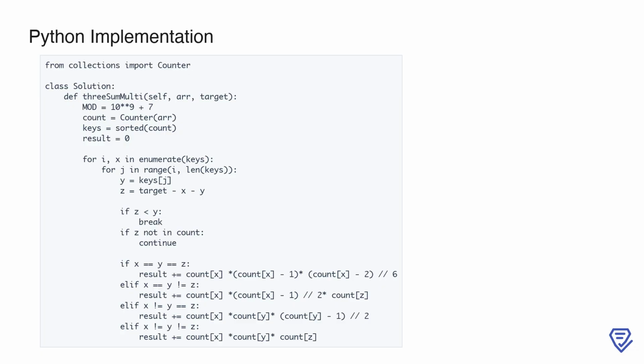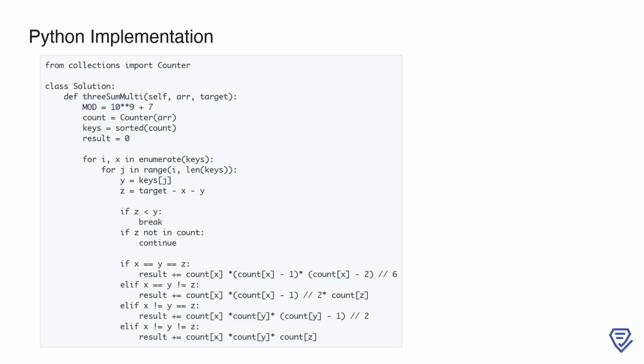Next, we handle 4 cases based on the relationships between x, y, and z. If all 3 numbers are the same, we calculate the number of combinations using the formula for selecting 3 items out of count x and add it to the result. When x and y are the same but different from z, we calculate combinations of x and multiply by the count of z. Similarly, when y and z are the same but different from x, we calculate combinations of y and multiply by the count of x. Finally, if all 3 numbers are different, we multiply their counts and add the result to the total.